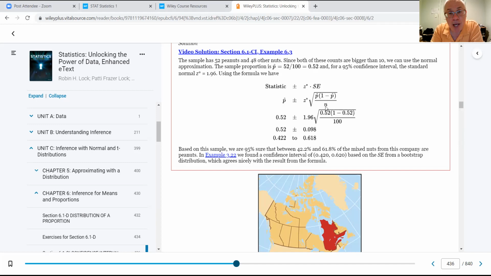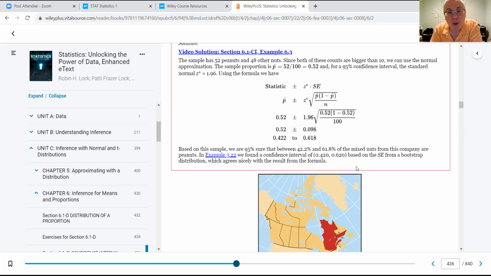Notice that if we increase n, this whole term becomes smaller. When n increases, this whole term becomes smaller. And when we add a smaller number to p hat, our left endpoint is not so small, and the right endpoint is not so large. The confidence interval becomes more narrow, and that's a good thing. All right, so just something I wanted to bring to your attention.